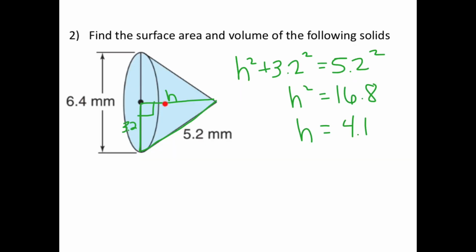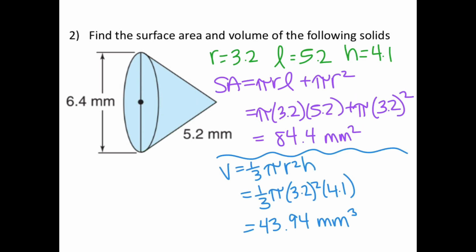In this next one, again, I'm missing the height of the cone. It doesn't matter how the cone is given to you. This one's kind of on its side here, but this is still considered the height of the cone. 5.2 is the slant height. 3.2 is going to be the radius of the circle, but it's also going to be that leg of the right triangle. So we use the Pythagorean theorem to figure out the height of this cone is approximately 4.1. And we use those values in our formulas.